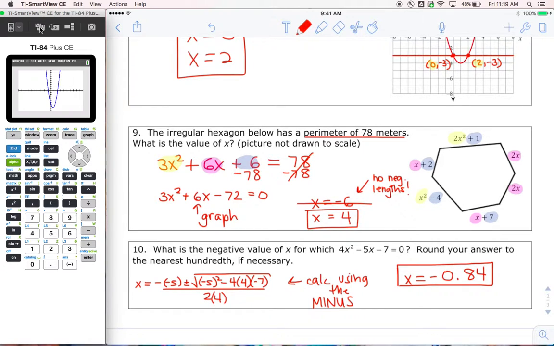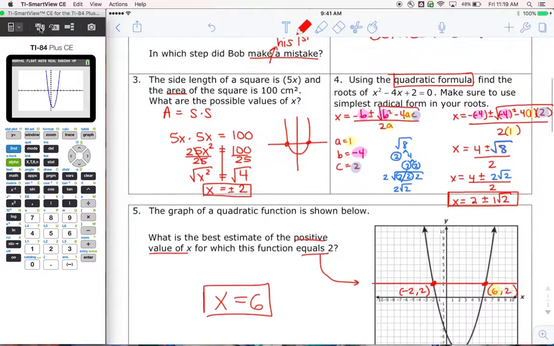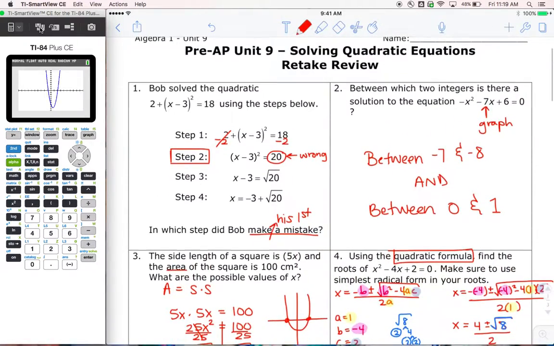Okay, just another quick reminder, your retests are these same problems with different numbers. It's super similar, so make sure you can do these problems by yourself when you take that retake. Good luck.